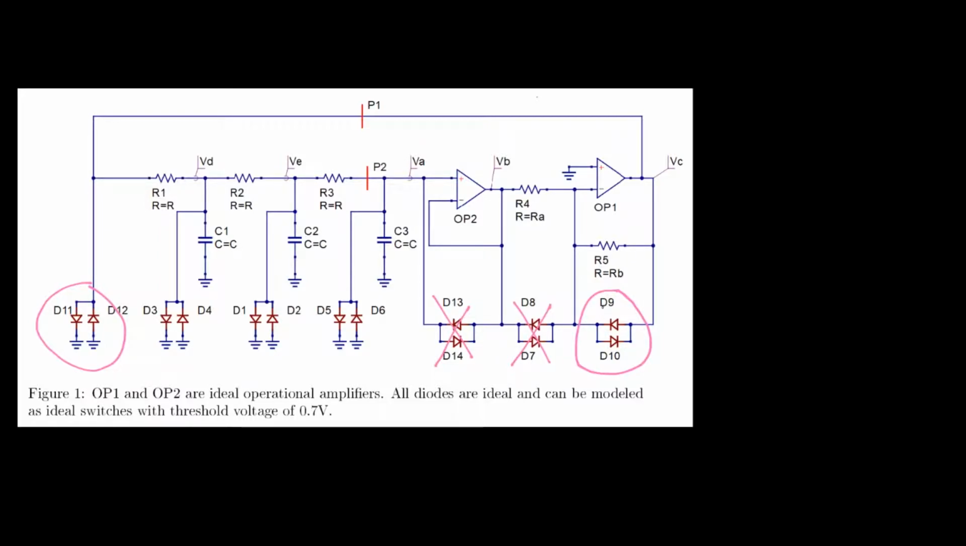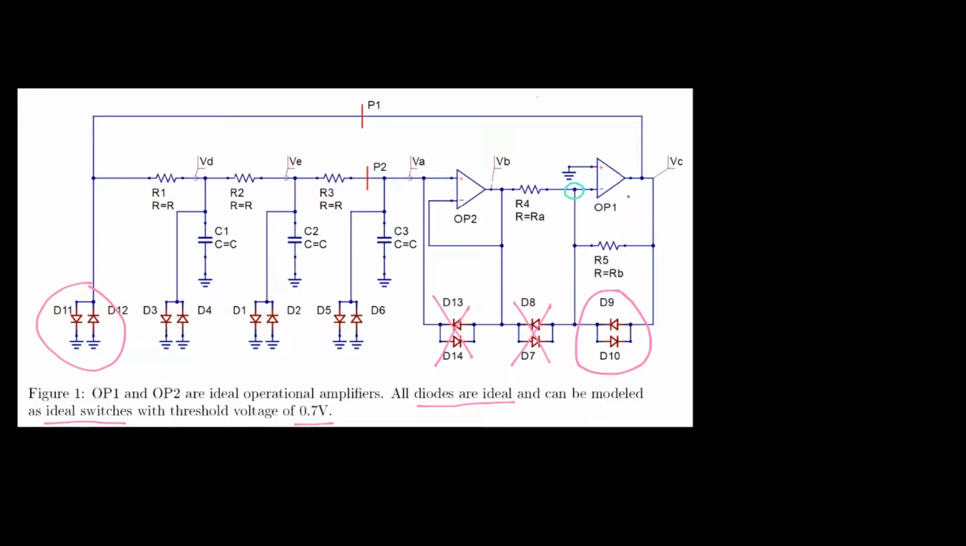Since D9 and D10 have an impact on the operation of this inverting amplifier, let's investigate what happens when one of these two diodes turns on. The first thing that we should recognize is that this terminal here should be at 0 volts because this non-inverting terminal is grounded. That means that one of these two diodes will only turn on if Vc is at a voltage larger than 0.7 volts or smaller than negative 0.7 volts, because these diodes are modeled as ideal switches, and they have a threshold voltage of 0.7 volts.